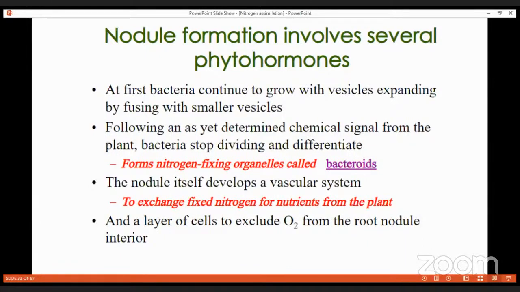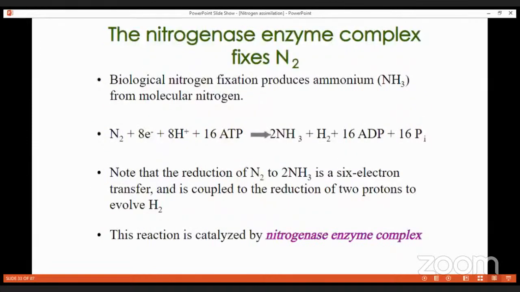Then the nodule itself develops a vascular system to exchange the nitrogen fixed by the bacteria for nutrients from the plant. So here the symbiosis is happening, and as you have seen, different layers of cells are formed for thickening of the zone of infection or bacterial rights, so oxygen cannot move inside these nodules. So this is the basic reaction of nitrogen fixation, where the nitrogenase enzyme is present.